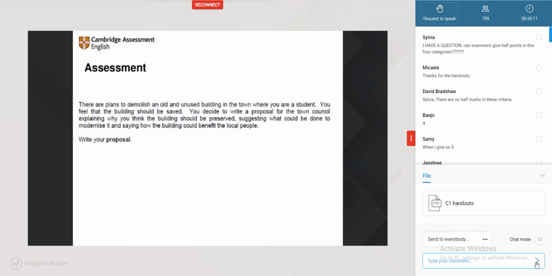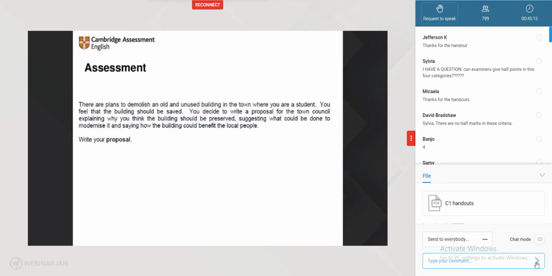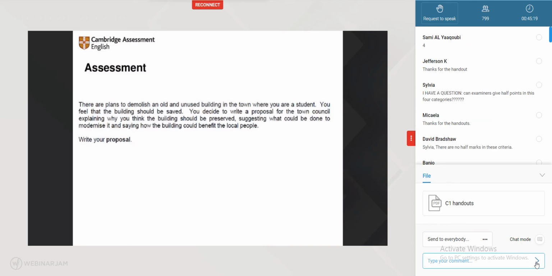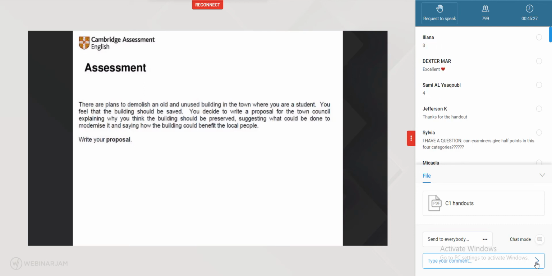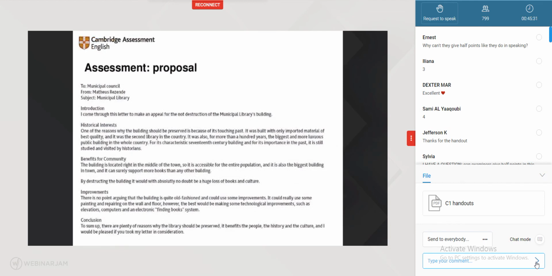Again, probably a bit more scope for using conditionals, etc., in a proposal. There's not a huge difference between reports and proposals, but make sure your students are aware of the differences in terms of what they're being asked to do. So here's an example of this.